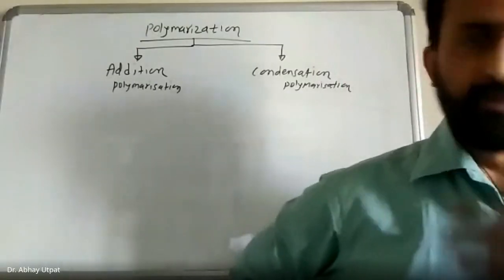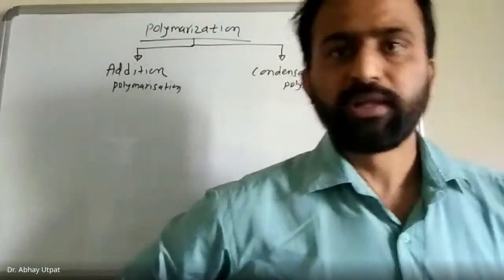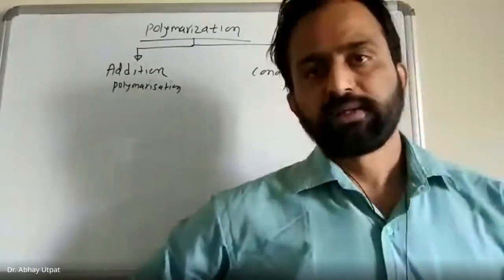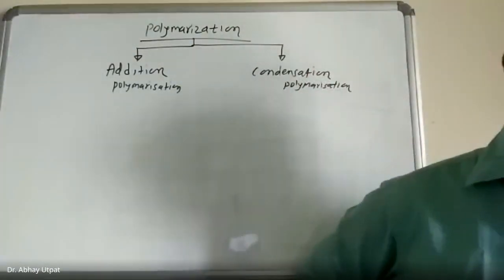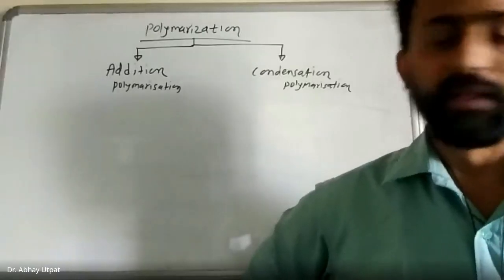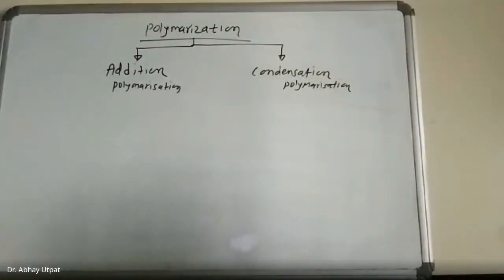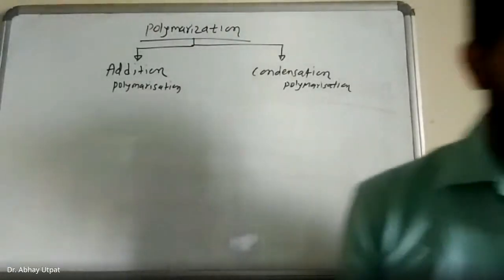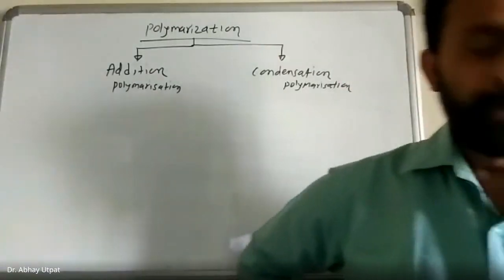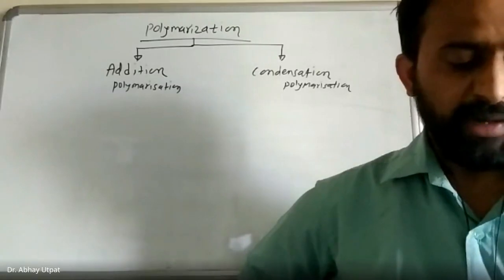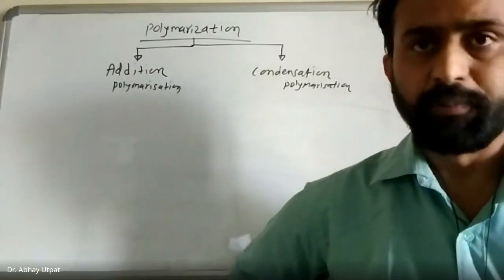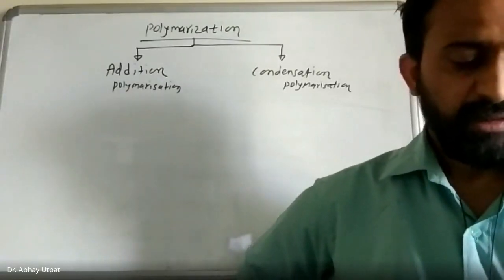PVC. Long form is polyvinyl chloride. We are saying PVC plastic, that is actually polyvinyl chloride. Then polypropylene. Then polymethyl methacrylate.